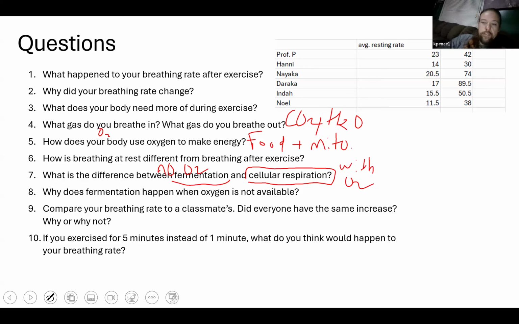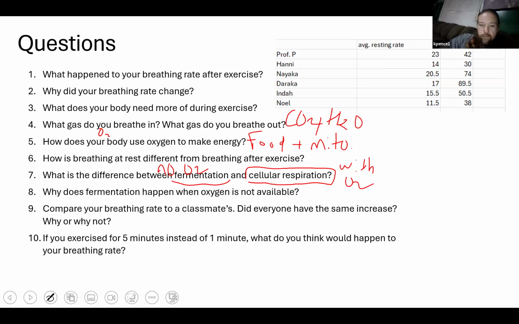So did everyone have the same increase? Why or why not? It looks like I doubled, Hani doubled, Nayaka increased a lot, Duraka increased a lot. Enda increased a lot, and Noel, he about tripled. So we don't all have the same increase in numbers, right? I only doubled. Several of you even quadrupled, looks like tripled, quadrupled.